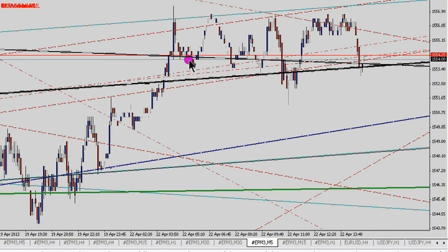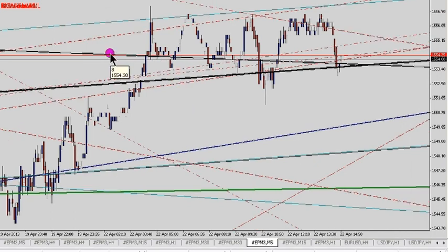Let's have one more chart. There we are, we've got a third median line here, number 8.